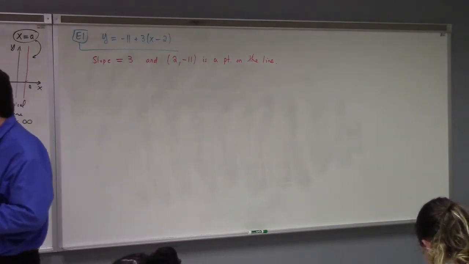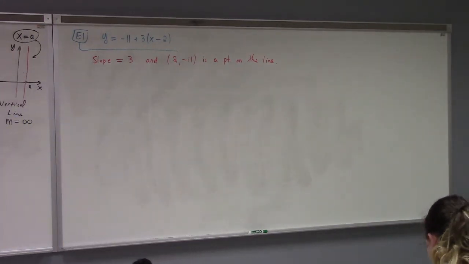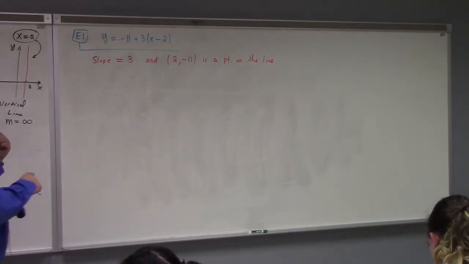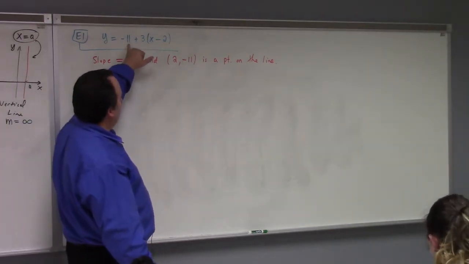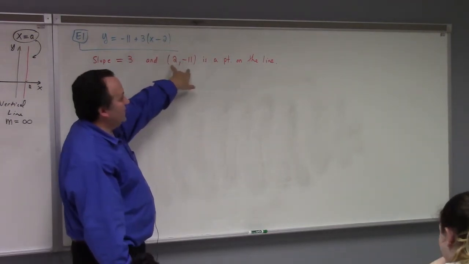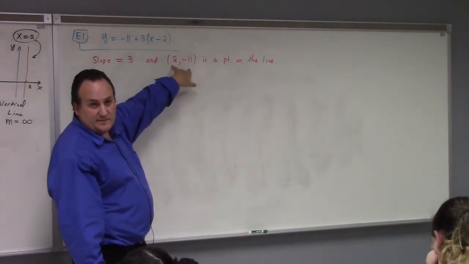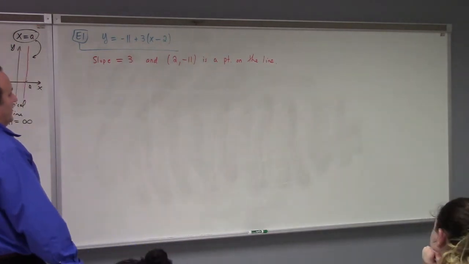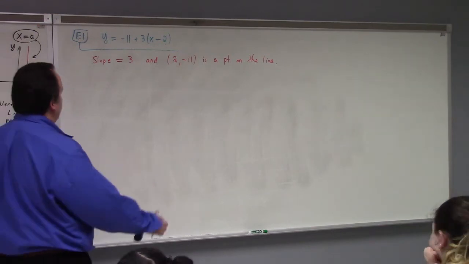I'm using point slope. I'm just comparing point slope to the formula I'm given, right? So this is the y coordinate of the point, and we subtract the x coordinate. So 2 comma minus 11 is a point on the line, right? How would you find the y equals mx plus b form of the line here?